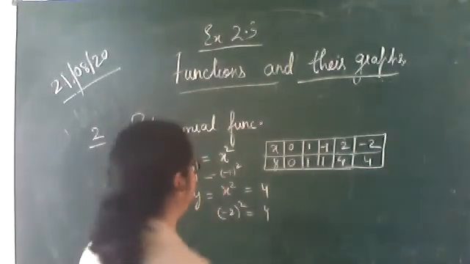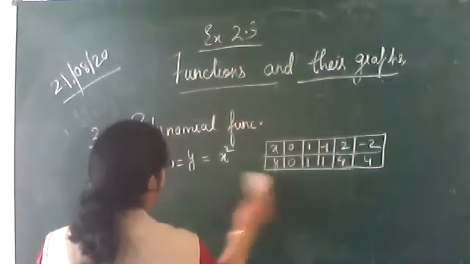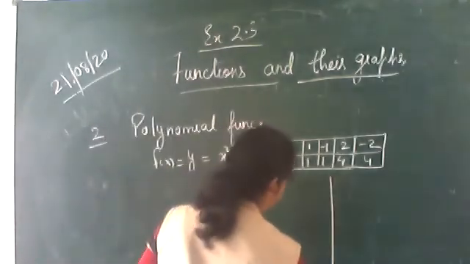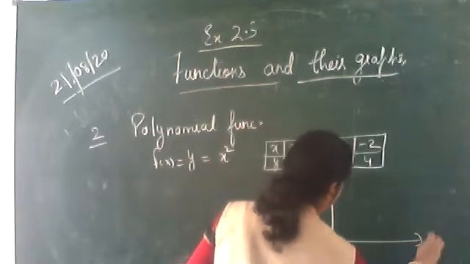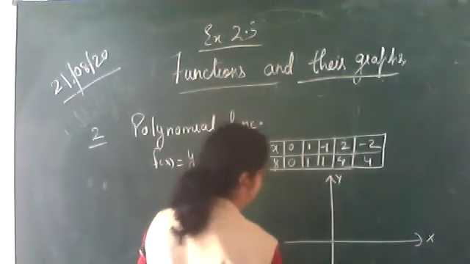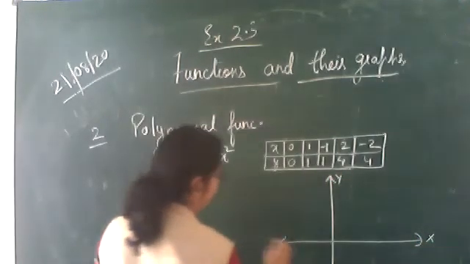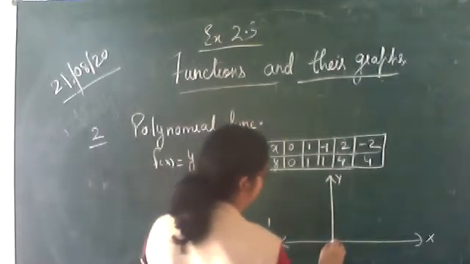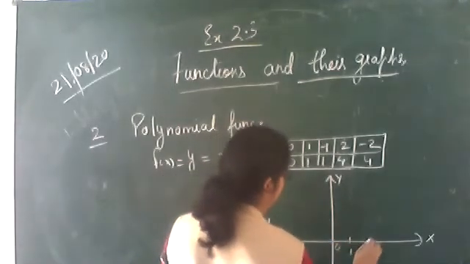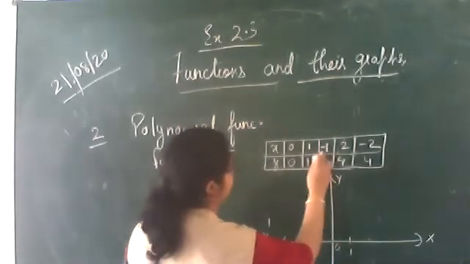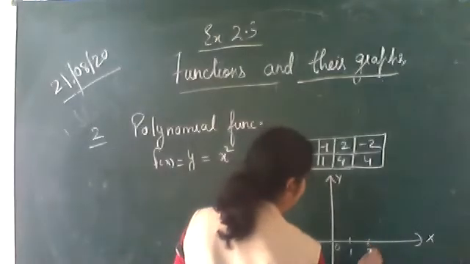Now you can plot the graph. Just see how we can plot. This is again your x-axis, y-axis, y dash, x dash. Now 0, 1, what are the values of x? 1, minus 1, 2. 1, 2 we have taken.